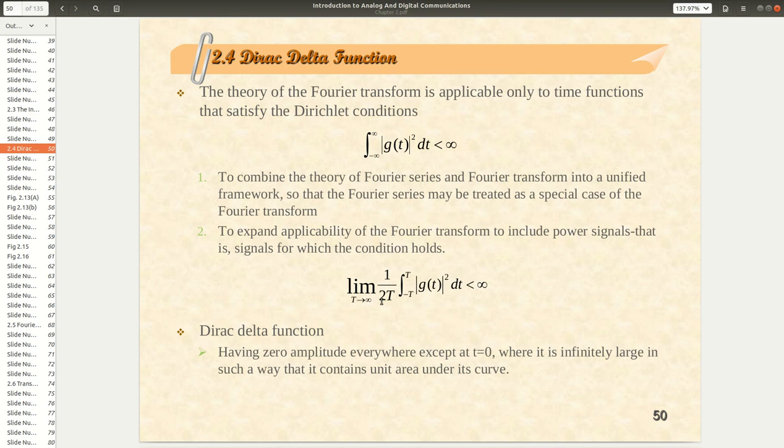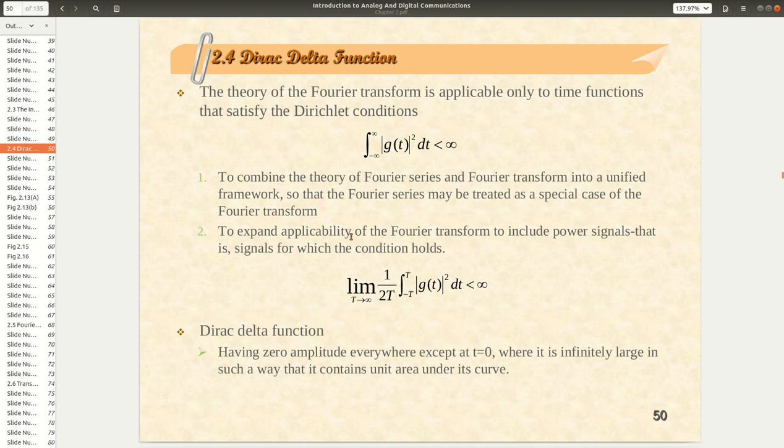Another thing is the Dirac delta function. There is another theory on top of the Fourier transform. They make some definitions, or conditions, for the Fourier transform to be applied. They combine Fourier series and Fourier transform so that it can be applied as a special case. I said this before as the condition for the Fourier transform, but here it is again: if you take the square of the signal and integrate from minus infinity to infinity, it should be a finite number. It shouldn't go to infinity. That is how you can apply the Fourier transform.